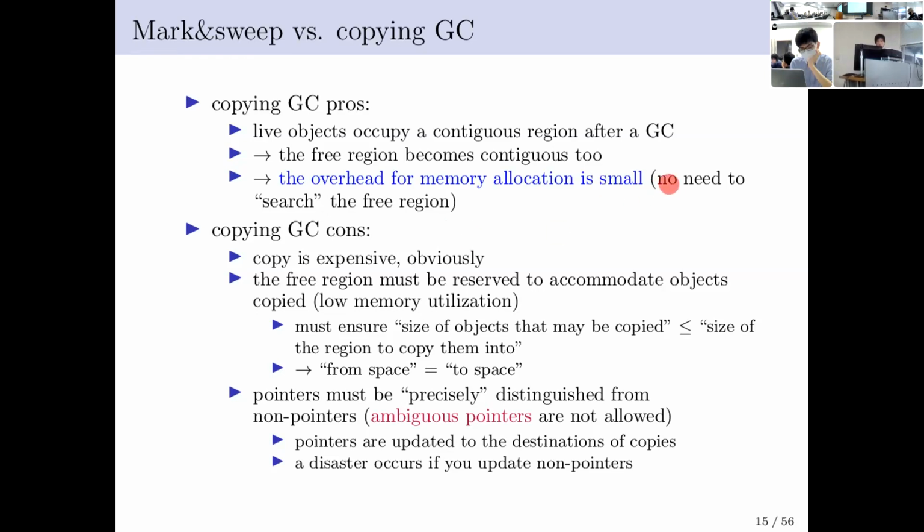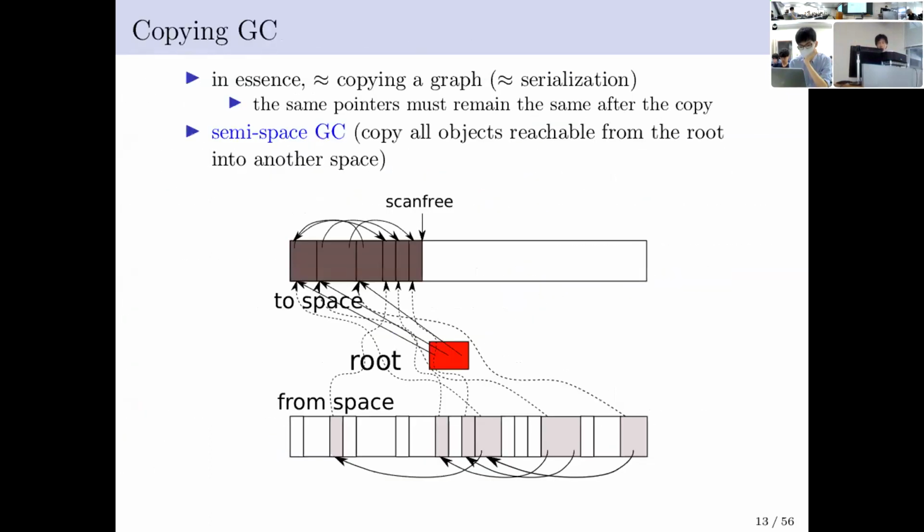You don't have to do anything to search for a free region of a particular size. So when you are asked to allocate, let's say, 1,000 bytes, you don't have to search the free list to find a free block at least as large as 1,000 bytes. The allocation always happens from that contiguous region here.